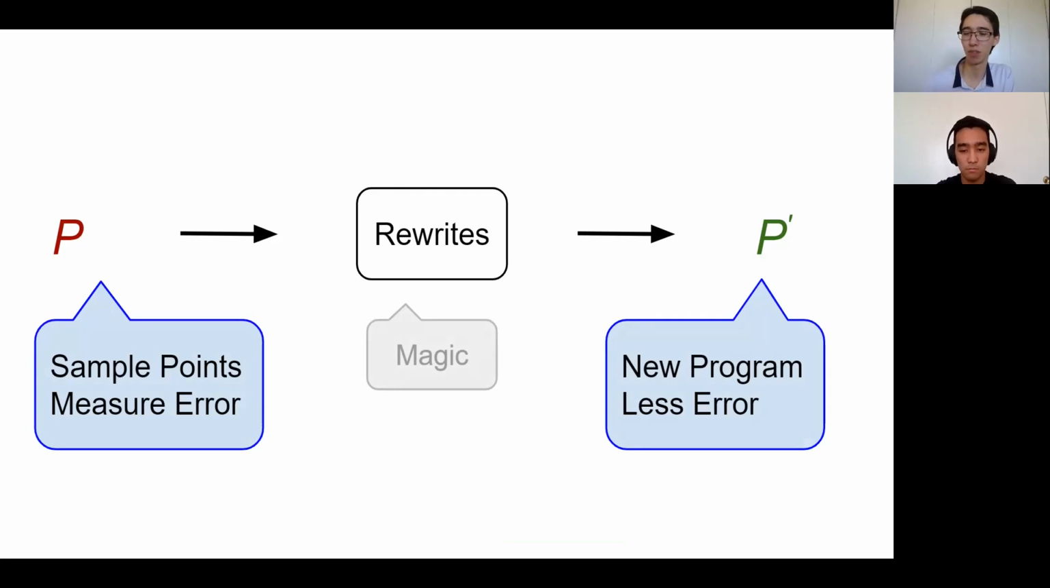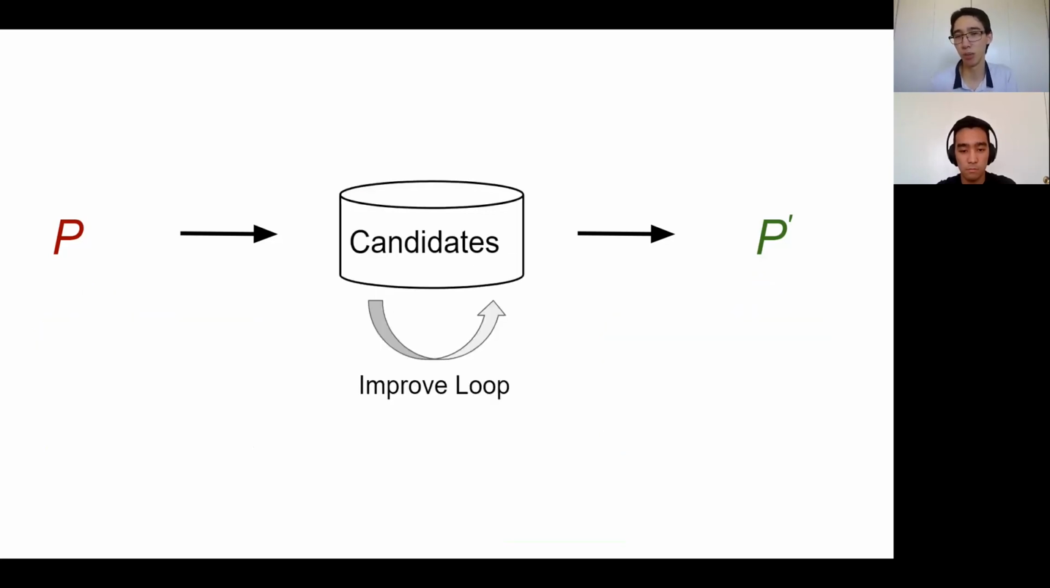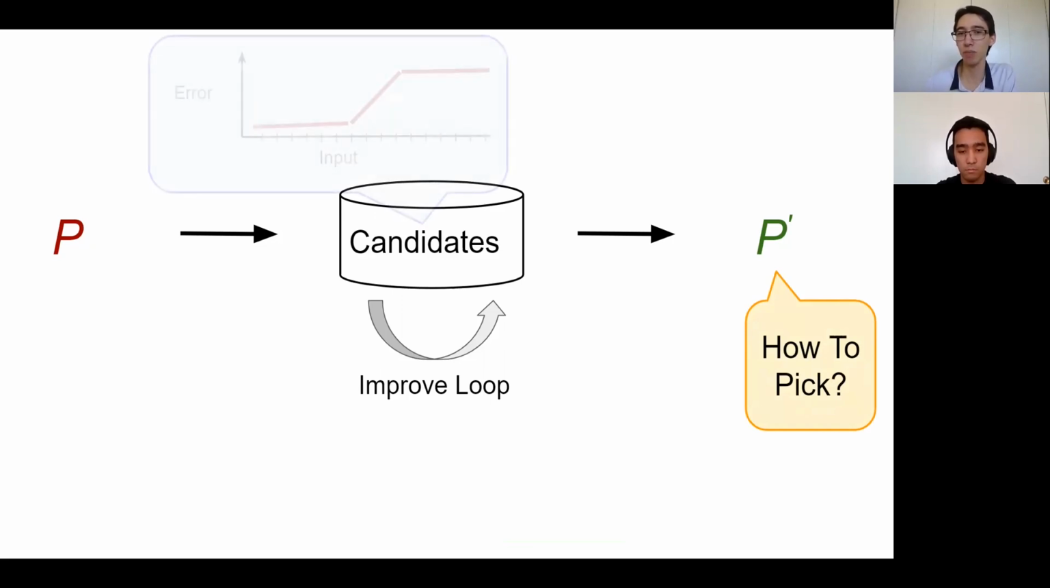The general strategy Herbie uses to combat this is to place P in a database of candidates and run an improve loop that iteratively improves the candidates by using rewrites. And so as the improve loop improves the candidates, we generate new programs that could potentially be our final output. But the question is, how do we pick a final output P prime from our database of candidates? Let's take a look at a hypothetical example.